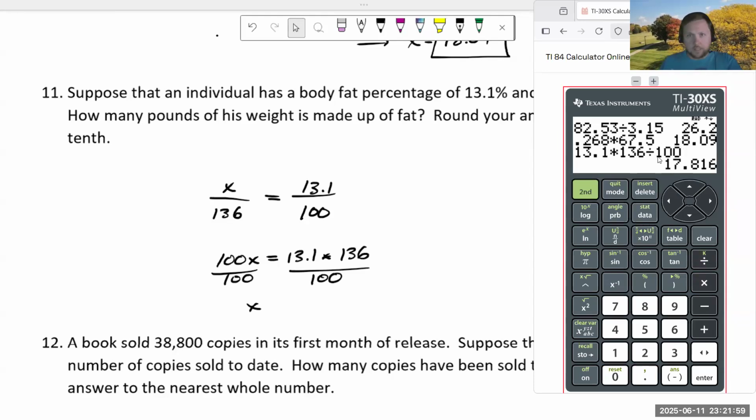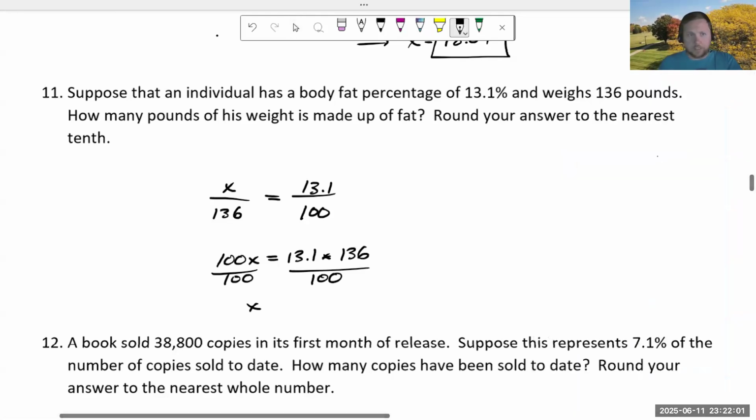I get 17.816. So to the nearest tenth, I have 17.8 pounds.